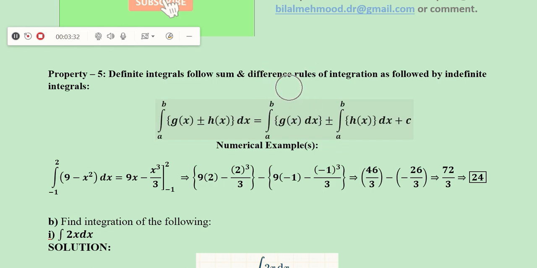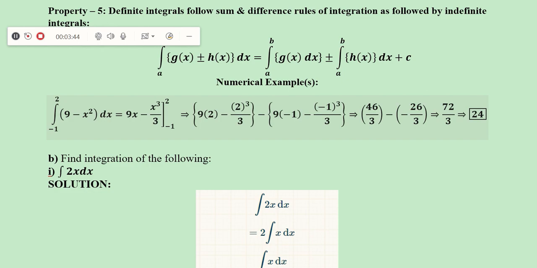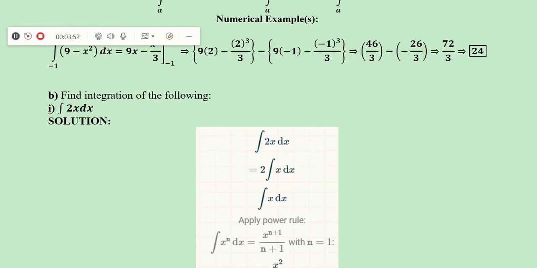The fifth property is about the sum and difference rule, and it is equally applicable, and we just have to follow the upper and lower limits and solve as we have done in the indefinite integral. Definitely there will be a numerical answer because we have upper and lower limits, unlike the indefinite integrals. So these were a few properties which were the first component of the first question.